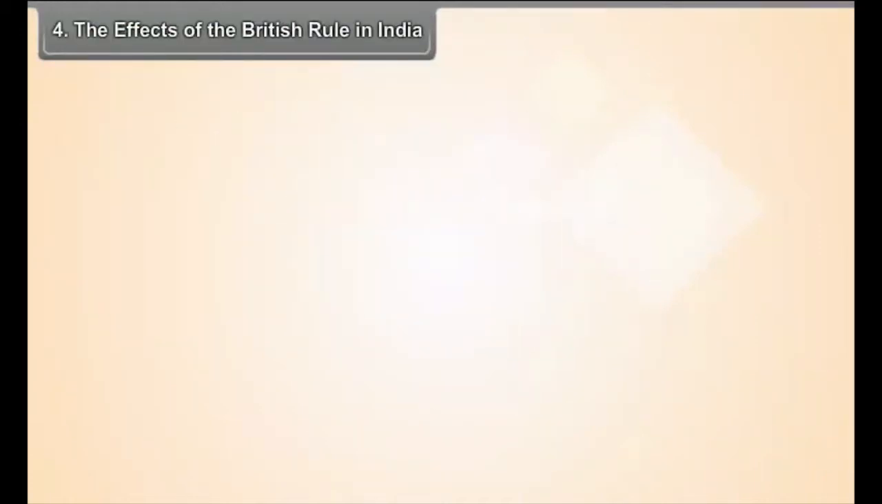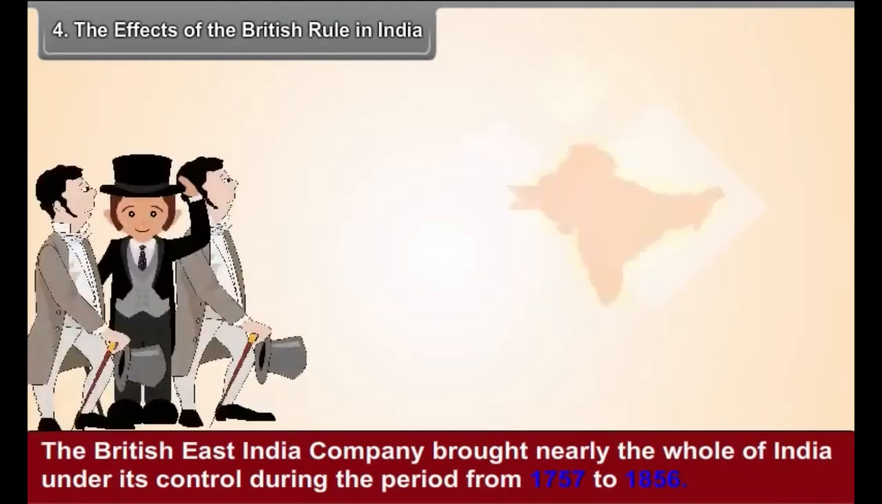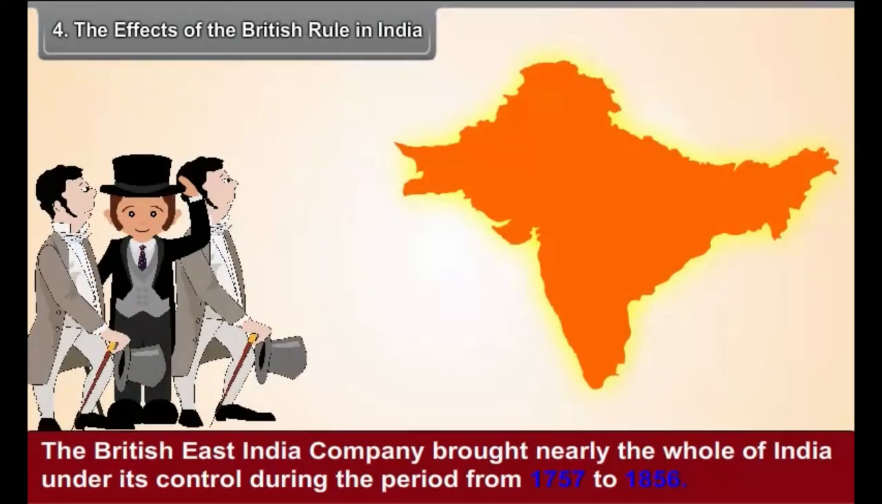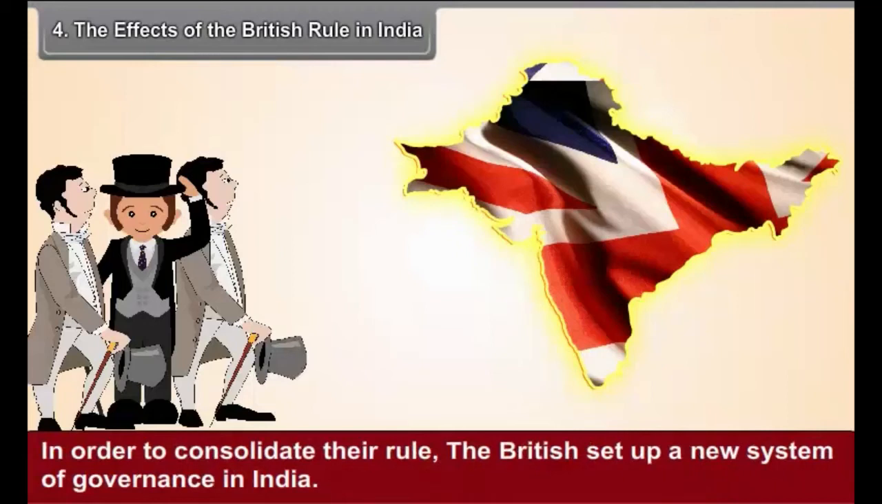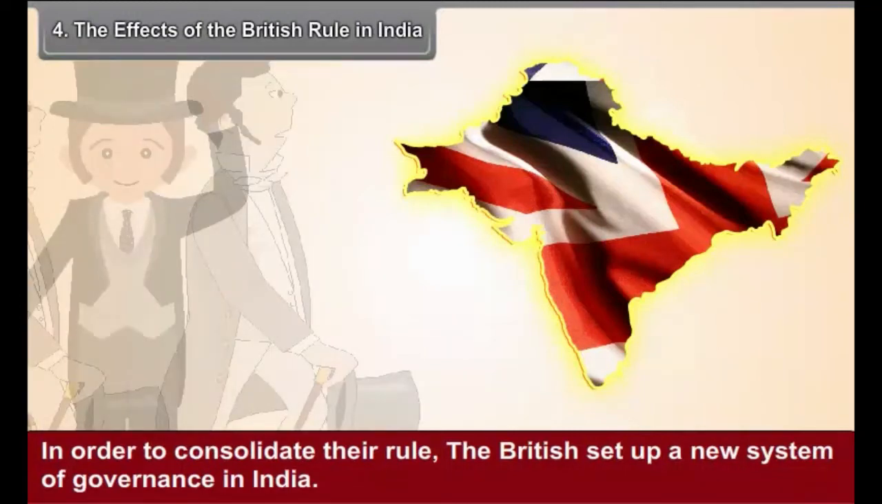Chapter 4. The Effects of the British Rule in India. The British East India Company brought nearly the whole of India under its control during the period from 1757 to 1856. In order to consolidate their rule, the British set up a new system of governance in India. We shall study it in this lesson.